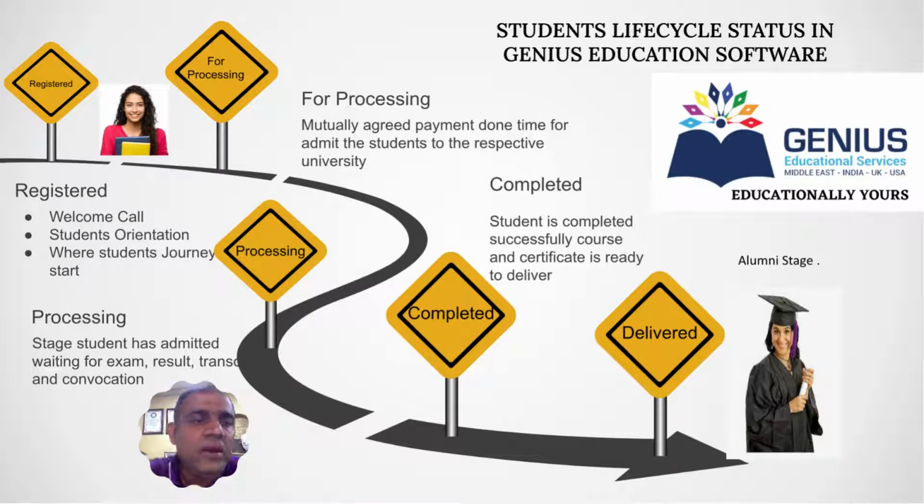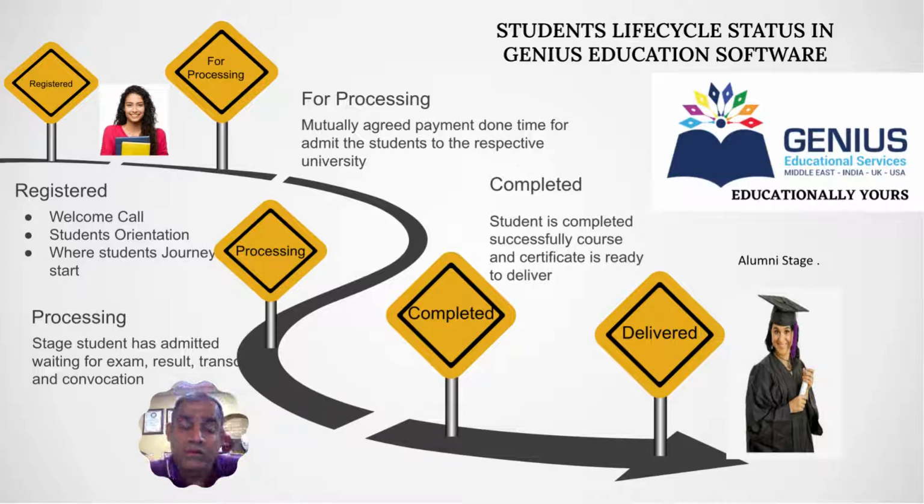The first step is the registered stage, where the student's journey with Genius Education starts. Once registered, the student affairs team will give them a welcome call, then the orientation, where the student life cycle starts. The second stage is for processing. Processing is the stage where we have to admit the student. They have made all the required payment and we have everything. It is ready to admit to the university.